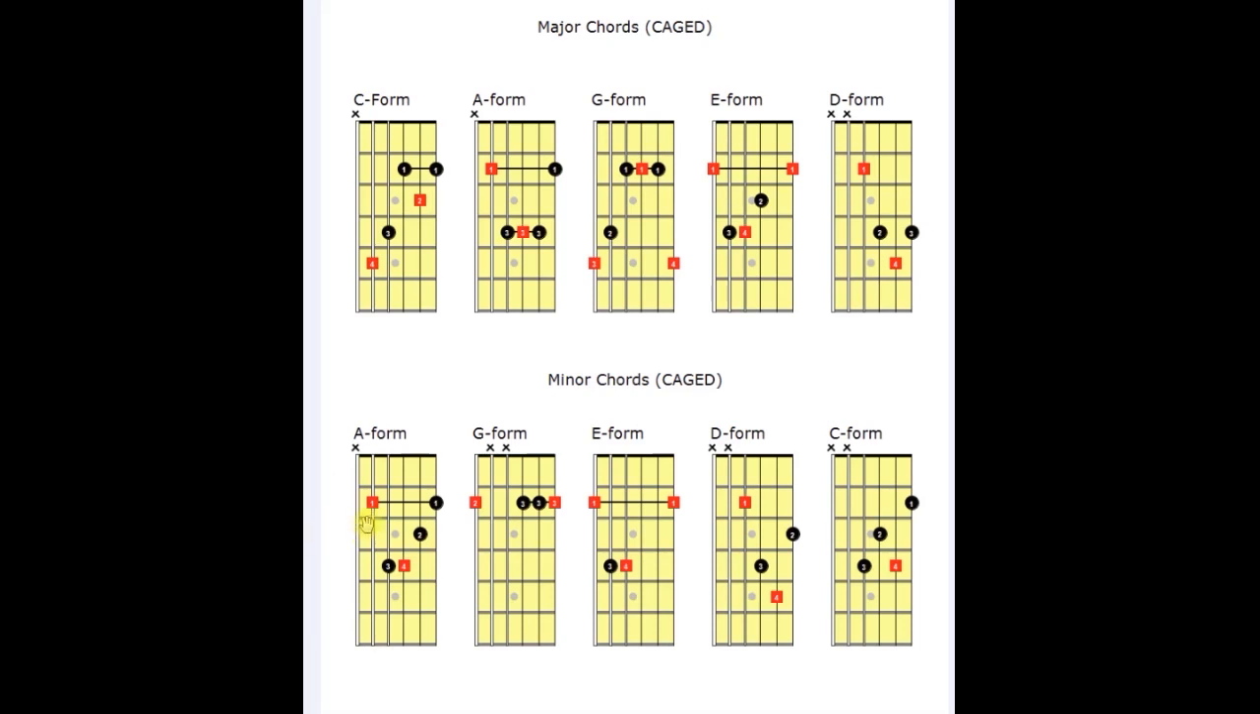So let's take the A string for example. Let's say we want to play all of our chords with roots based on the A string. And the first chord is a B minor, so what you would need to do is to play the B minor using the A form. You can't use any of these other forms because the squares are on different strings. But we can use this one.